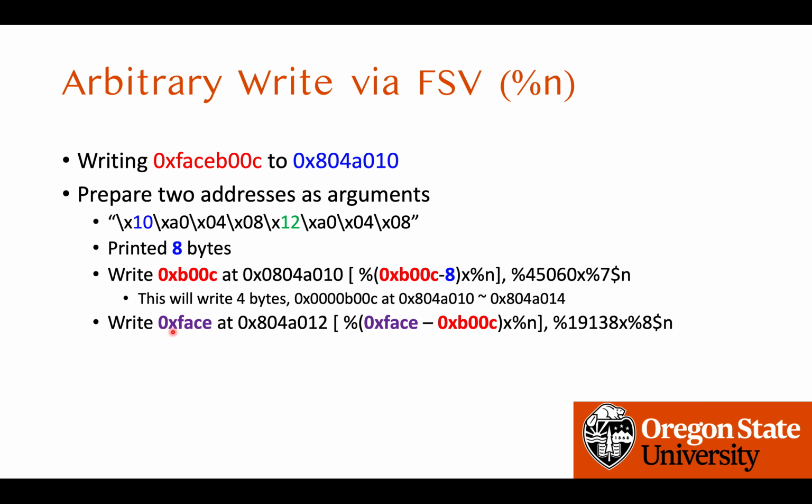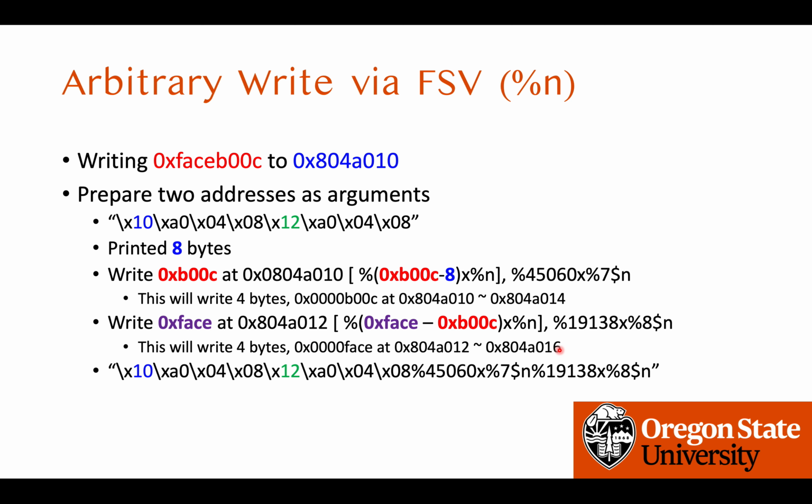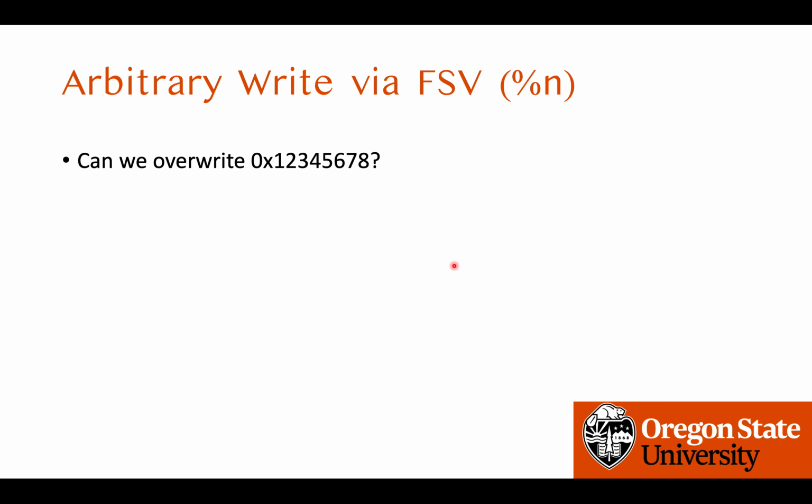And then next we need to write the FACE, but we already printed B00C characters. So the number of characters we need to print additionally is FACE minus B00C. So that's this number. And then we will use the next argument, not the same argument. Then this will overwrite 0000FACE to this range of the address. It will overwrite some out of the range, but we will ignore that value. So this will write B00C and FACE, so we can change the value of the global variable to arbitrary values, and actually write arbitrary values.